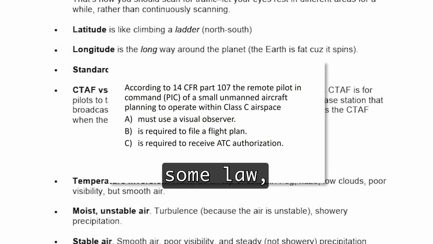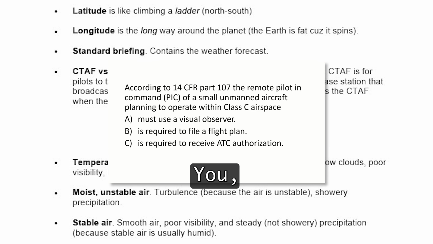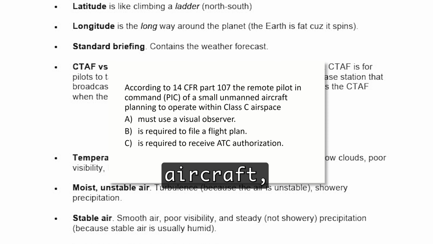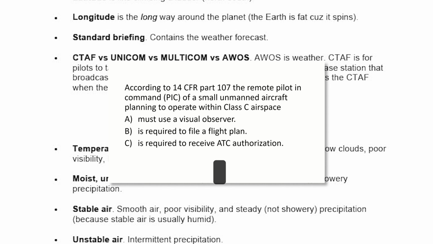According to some law, the remote pilot in command, that's you. You'll see this a lot. PIC, remote PIC, that's just you. You are flying a small unmanned aircraft and you're planning to operate within Class C airspace. What do you have to do?